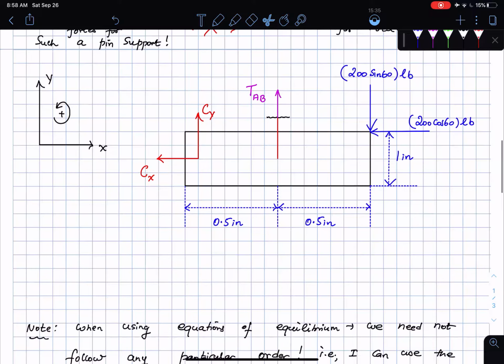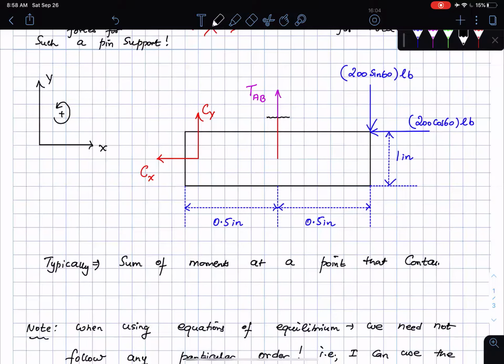So in this problem, let me start off by summing moments. What's a good point to sum moments about? I typically like to sum moments about the point that has the maximum number of unknowns. Typically, I'm going to write down one more statement: sum of moments at a point that contains the maximum number of unknowns.